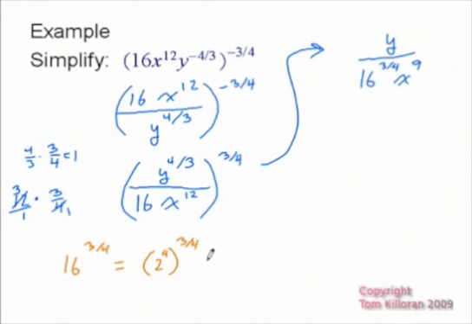Alright, and then again we have power to a power, so we're going to multiply, and when you do 3/4 times that 4 over 1, make it a fraction, we're going to get that cross reduction again, and all we're going to end up with is 3. So this becomes 2 to the 3rd, better known as 8. So when we go back to our problem, this is just going to be y over 8x to the 9th. And that would be our answer.